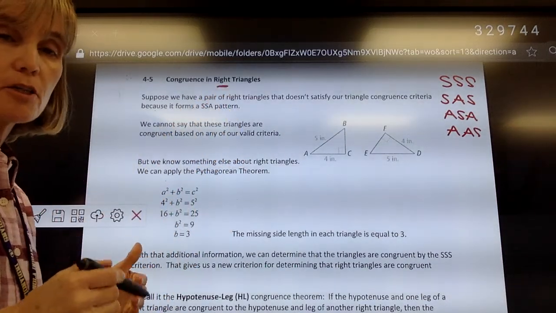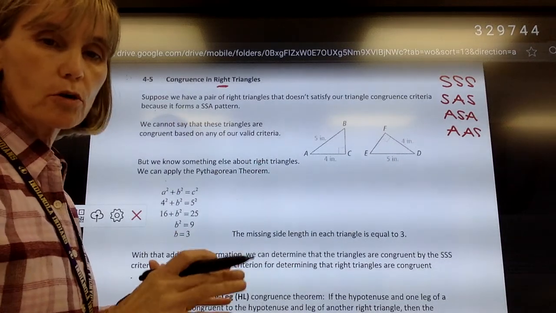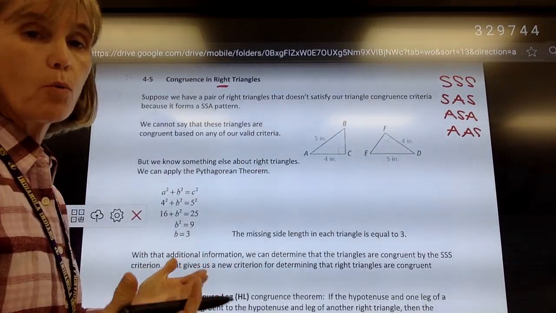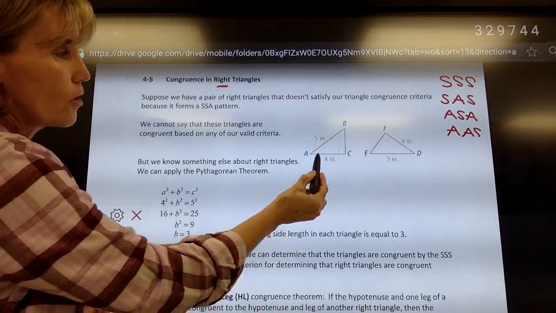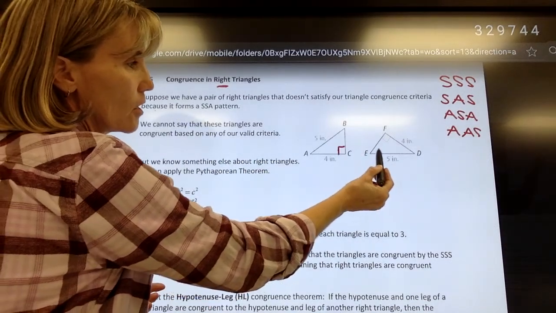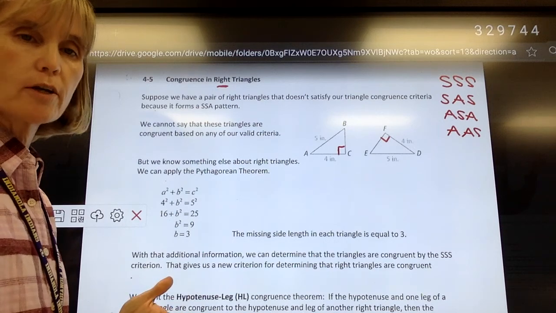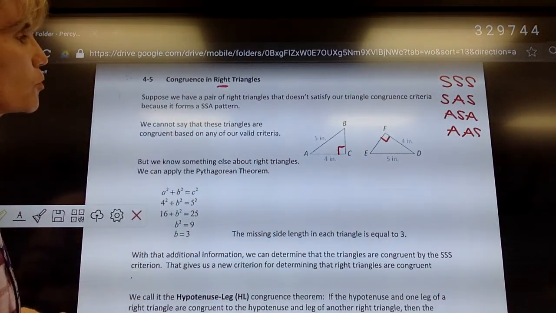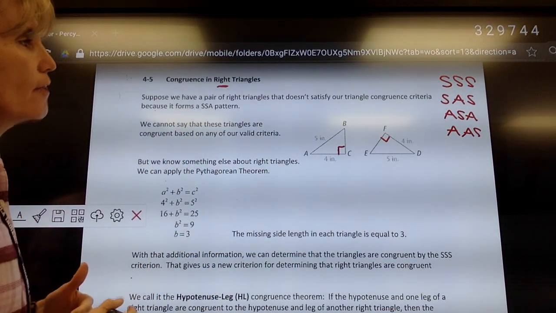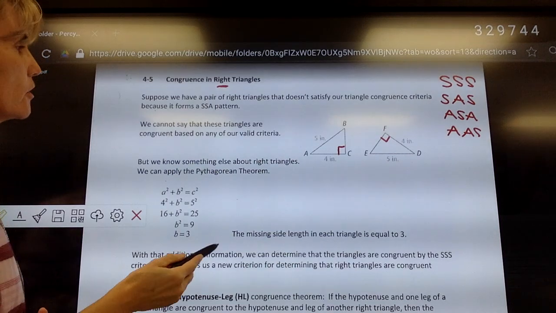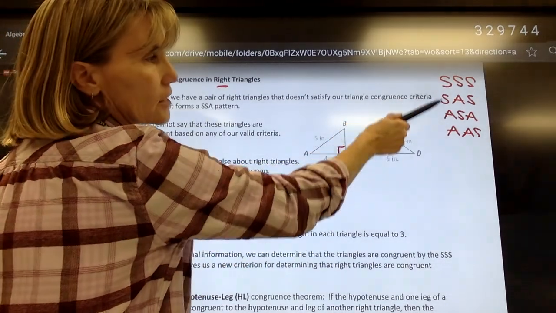And this particular shortcut only works in a right triangle. So we got to recall, what's a right triangle? Well, a right triangle is a triangle that contains a right angle. So if we have a right angle in the triangle, it's a right triangle. It says, suppose we have a pair of right triangles and they don't satisfy our triangle criteria. Let's say it doesn't satisfy one of these.